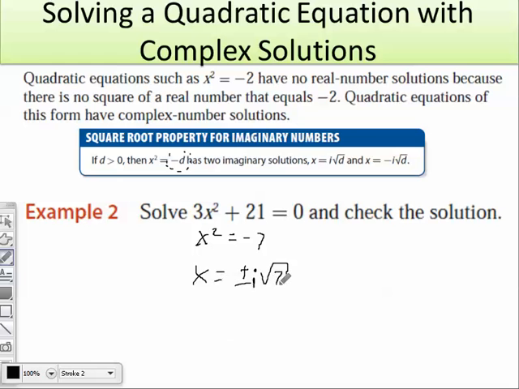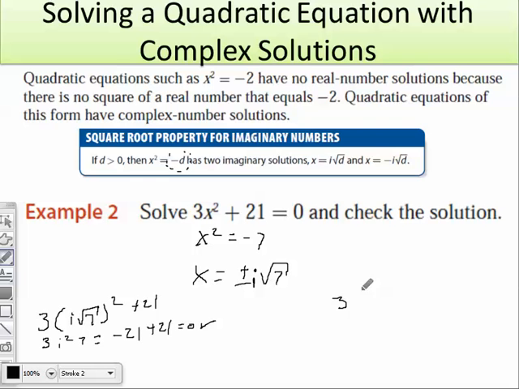Well, I've got a positive and a negative number there. I want to check them and make certain they're right. So that's going to be 3 times i square root of 7, squared. Well, that's going to give me 3 times i squared times 7. 3 times 7 is 21, and i squared is negative 1, so that's going to be a negative 21. Guess what? If I had added 21 on here like I was supposed to, then I would get 0 as my answer, and that checks. That's the correct thing. So let's look at the negative version of it.